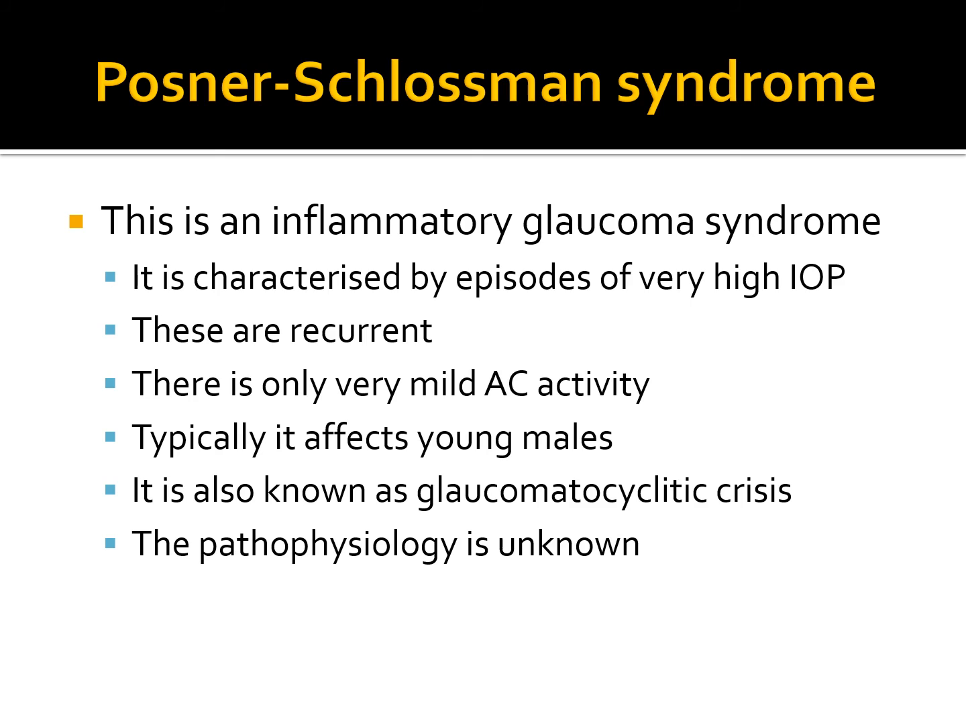So Posner-Schlossman syndrome is a rare condition. It's an inflammatory glaucoma syndrome characterized by episodes of very high IOP. They're recurrent. There's not a lot of AC activity. It typically affects young males. So again, in a community practice, it's not the sort of patient that would ring alarm bells. The pathophysiology is actually unknown.